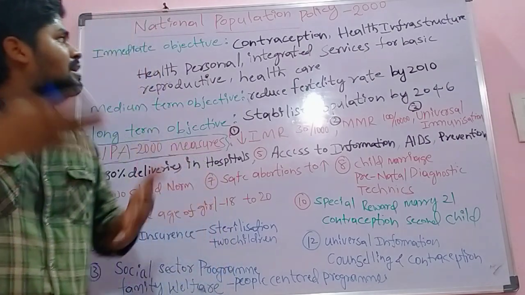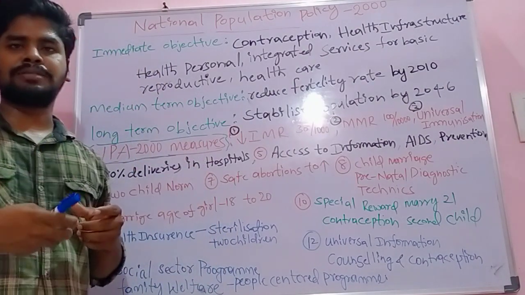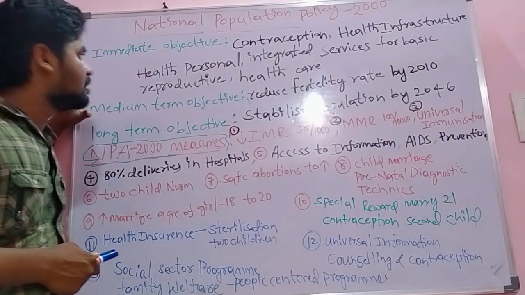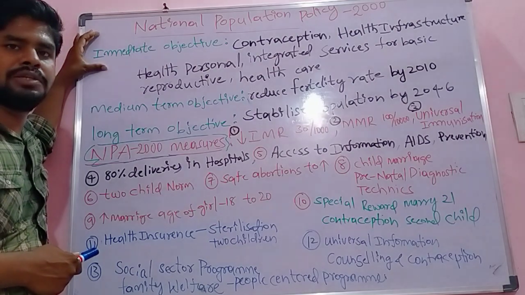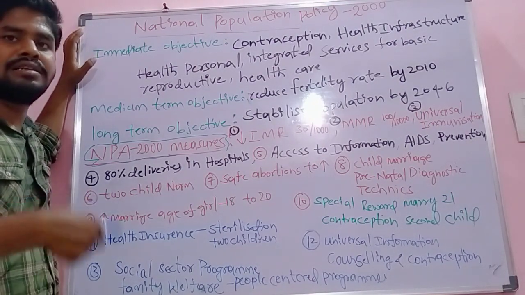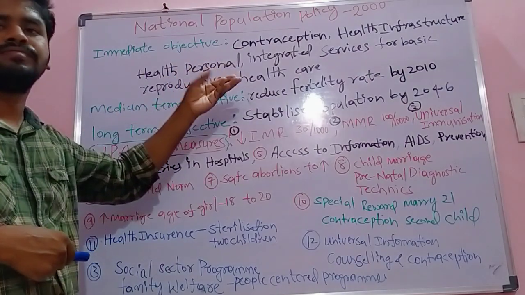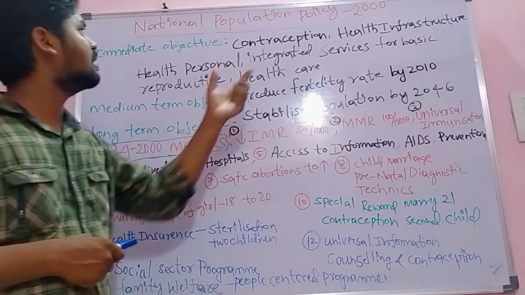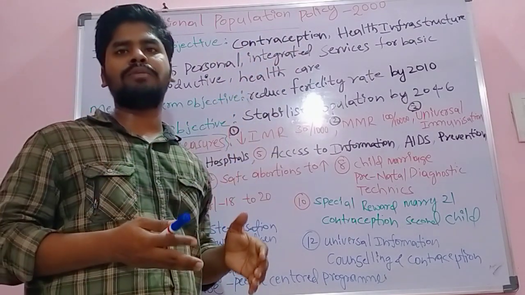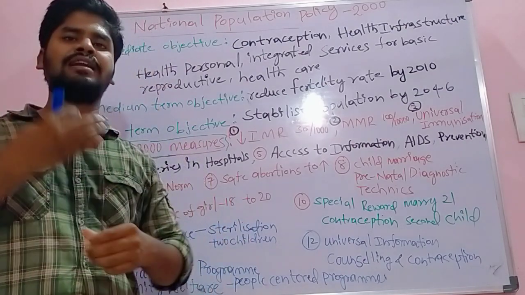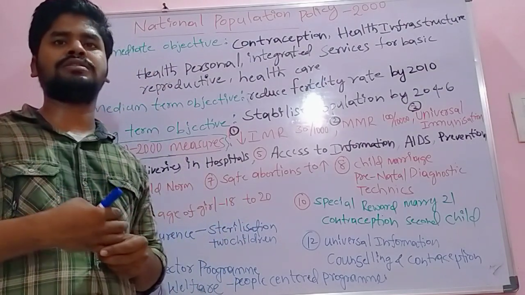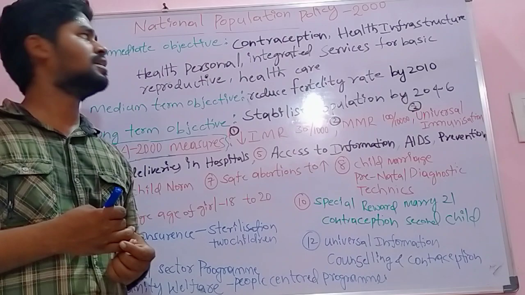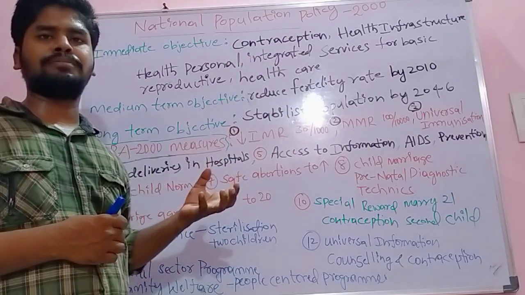So what does the 2000 policy, the National Population Policy, explain to us? See here, there are three major objectives. The first major objective is the immediate objectives. These are the major objectives taken in this National Population Policy. Look here: contraception. To control the population we need many family planning and sterilization measures, to control our birth rate and maintain a stable population. People have to take contraception.